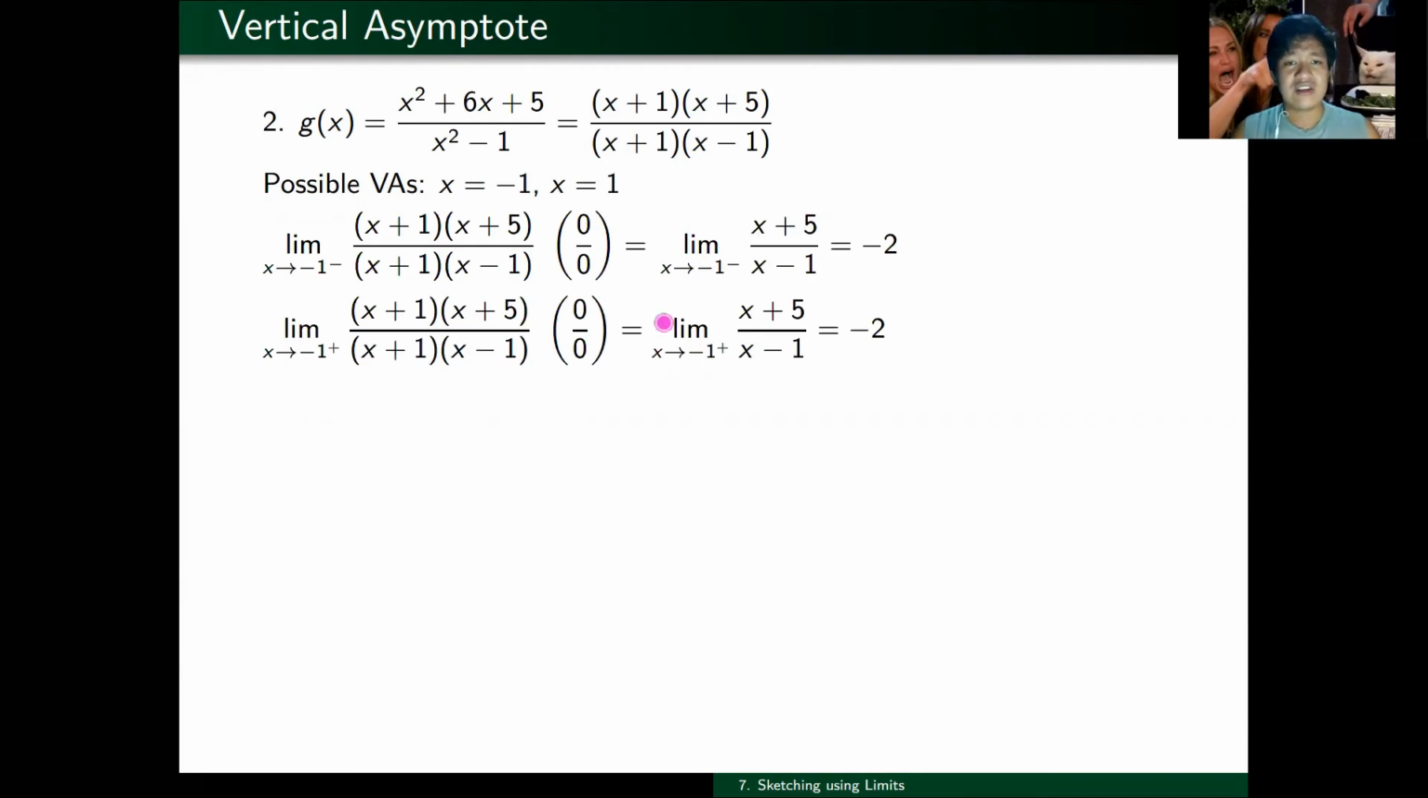Yung from the right kaya, i-check natin, baka mag-infinity. Well, no, because it's just the same. Regardless kung from the left or kung from the right, it will still become 0 over 0 if you plug in negative 1. Pareho yung magka-cancel, pareho yung matitira, pareho yung limit. Okay? So, even though negative 1 makes your denominator 0, it's not a vertical asymptote. Okay. Now let's check for x equals 1.